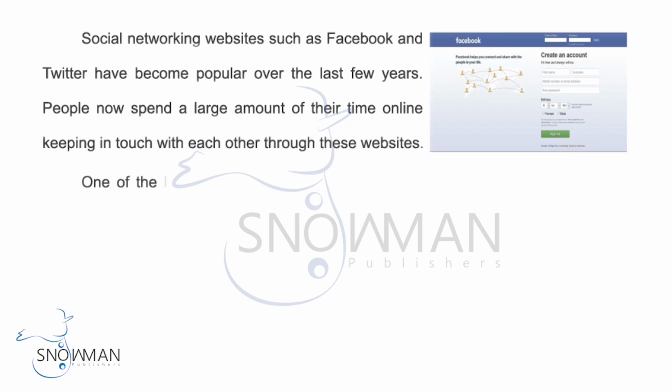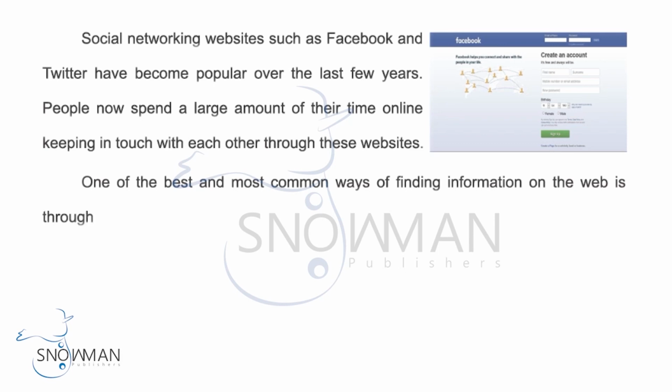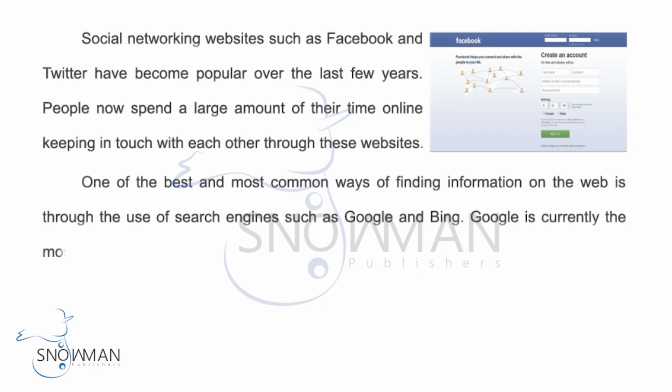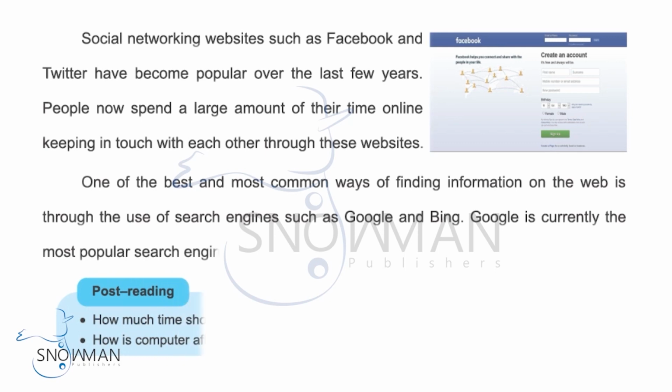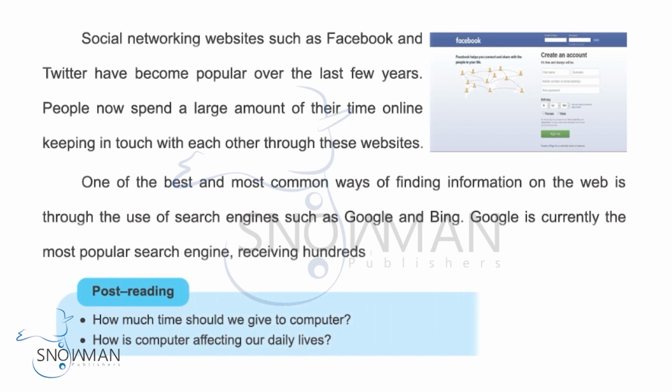One of the best and most common ways of finding information on the web is through the use of search engines such as Google and Bing. Google is currently the most popular search engine, receiving hundreds of millions of queries every day.